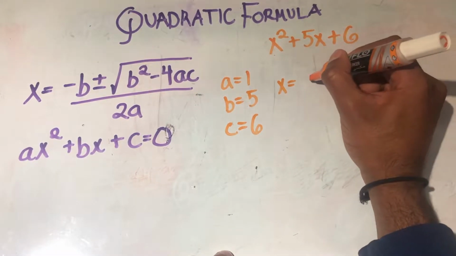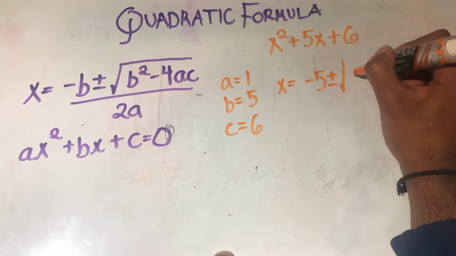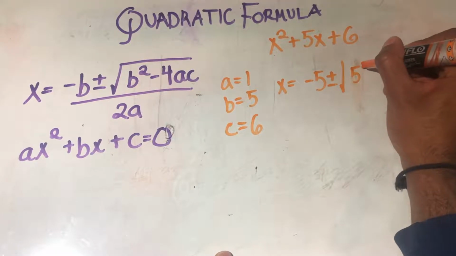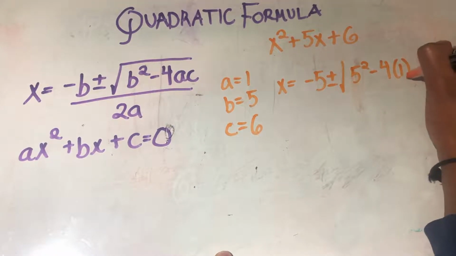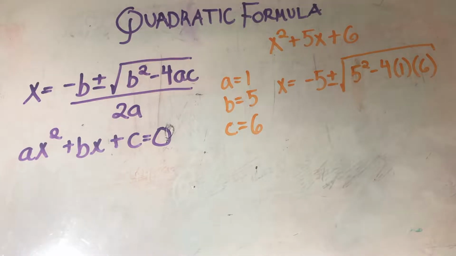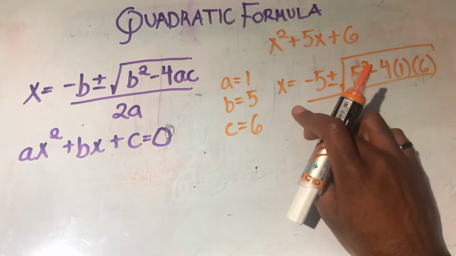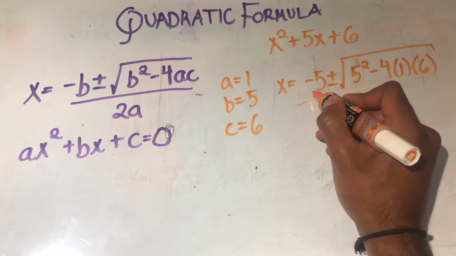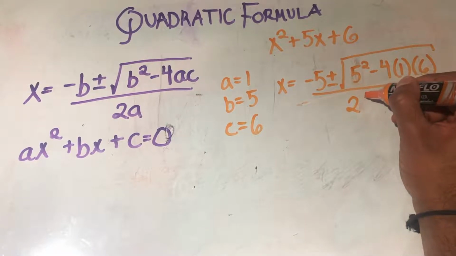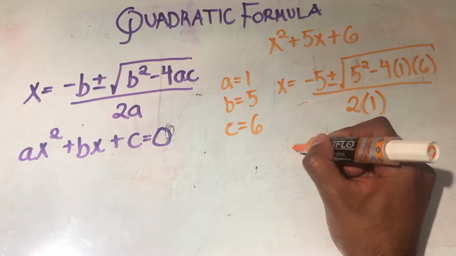We have x is equal to negative b, which is negative 5, plus or minus the square root of b squared, which is 5 squared, minus 4 times 1 times 6, and all of that is under the root, over 2 times a. We already established that a is 1, so 1. All we've got to do is simplify here.